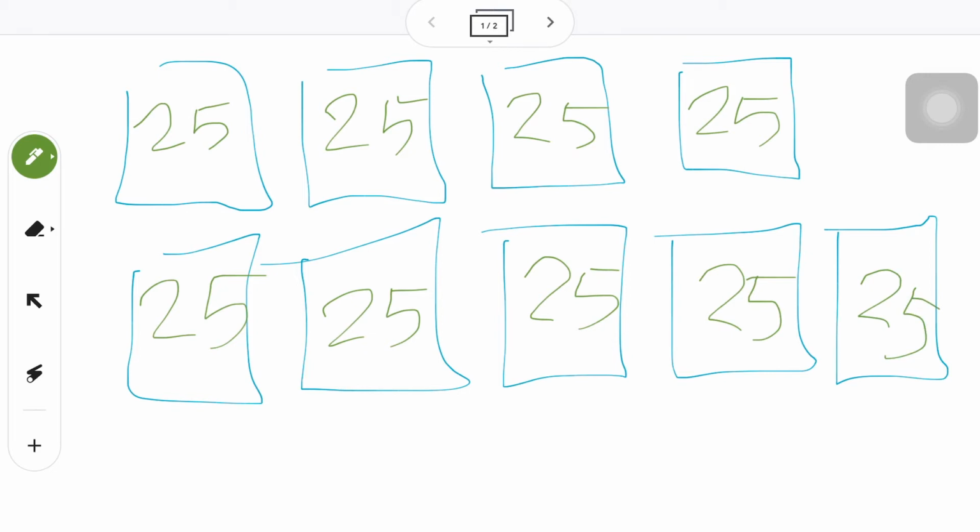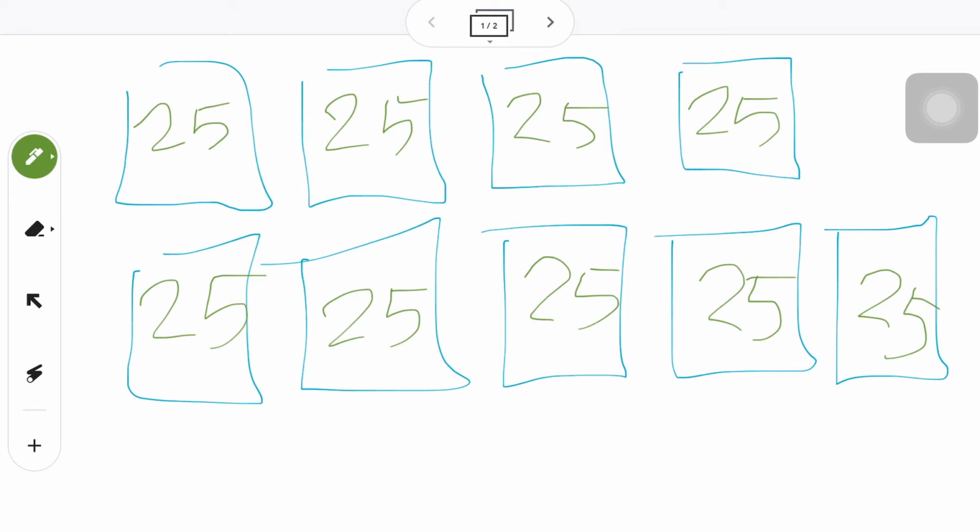So I'm going to look at this picture. I'm going to see if it reminds me of anything. Does it remind you guys of anything? We've got groups of 25. Groups of 25. What does that make me think of? What operation would that be?